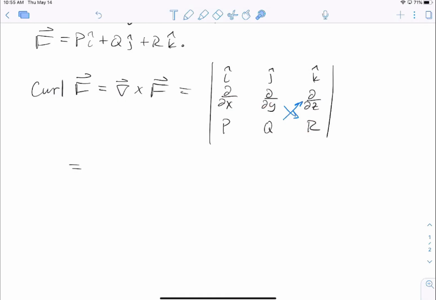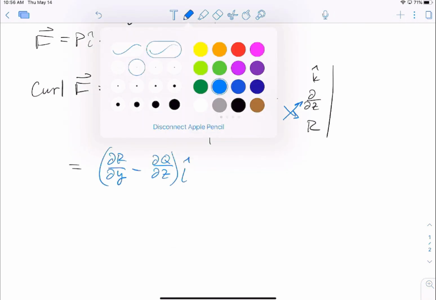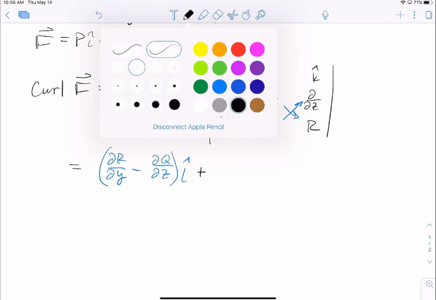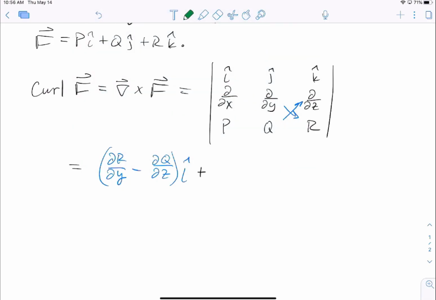And so we have the partial with respect to y is going to act on R. So that's going to be the partial of R with respect to y minus the partial with respect to z acting on Q. And so we get the partial of Q with respect to z, and that's going to be the i component. Usually we subtract for the j component, but this time I'm not going to do that. We're going to fix that in a different way.